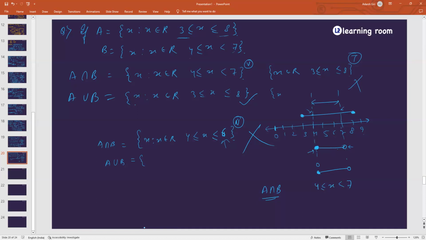And similarly, if you have to write for A union B, you have to start from the very left-hand end and you have to end at the very right-hand end, containing that point. That is very easy. Union means what? Everything you have to add up. If this is coming in between, doesn't matter, it's already there. And whatever is left, even if it is there in any one of the sets, you have to add it up. So you have to start from 3 containing and end at 8 containing. This is correct. Understood? Yes, sir.